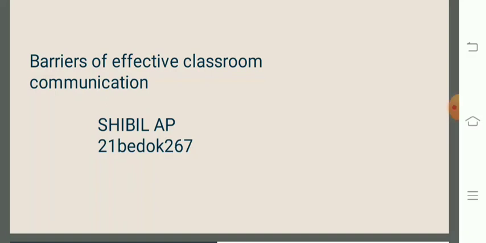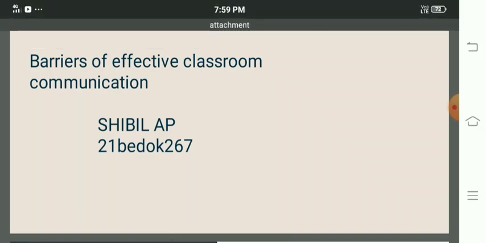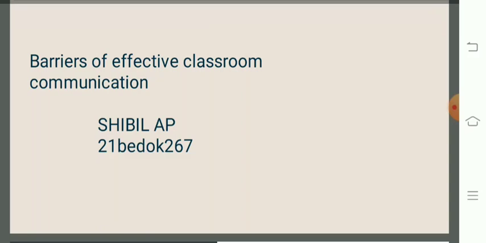As part of my B.Ed program, I would like to make a presentation on the topic barriers of effective classroom communication. Before we go into the topic, we have to know what is communication. Communication is a two-way process which denotes sharing, exchanging the ideas, concepts or emotions by two persons or more than two. Here we discuss the barriers of effective classroom communication.